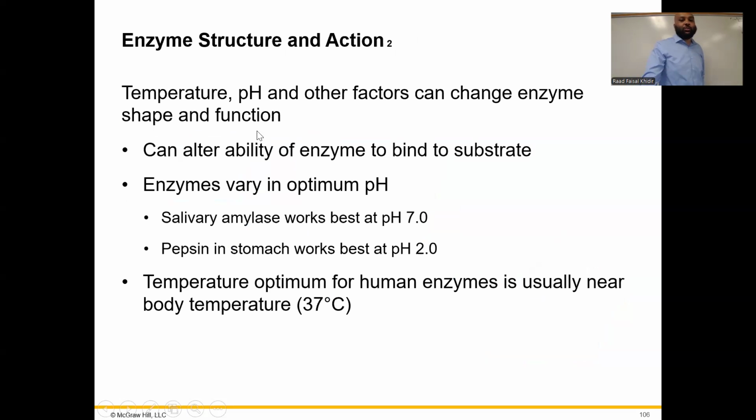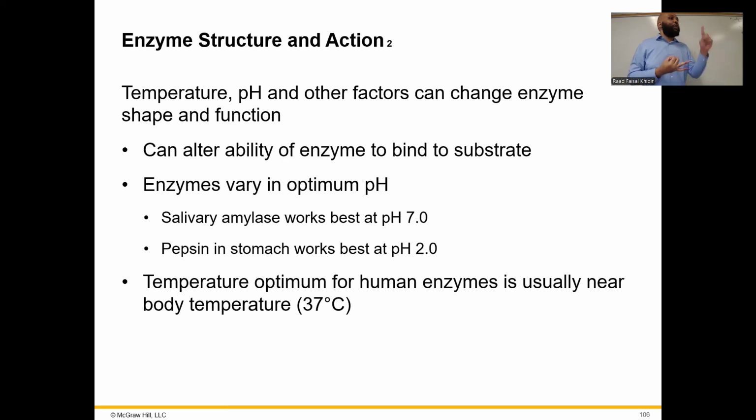Enzyme structure and action. So the temperature, pH, and other factors can change the enzyme shape and function, and they can alter the ability of the enzyme to bind to the substrate. So if you mess up with the temperature, you're going to destroy the enzyme because it's a protein. Remember, the enzyme is a protein. It has primary structure, secondary structure, tertiary structure, and it's working at the level of the quaternary structure. So if you increase the temperature too much, you're going to destroy the bonds and you're going to disintegrate and destroy. You cause a conformational destruction of the enzyme. So the temperature affects the enzyme.